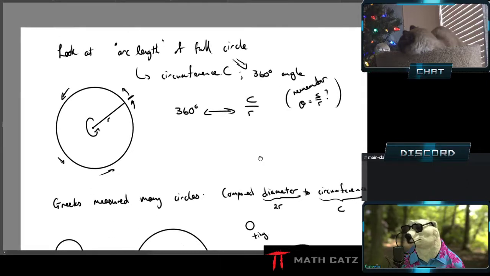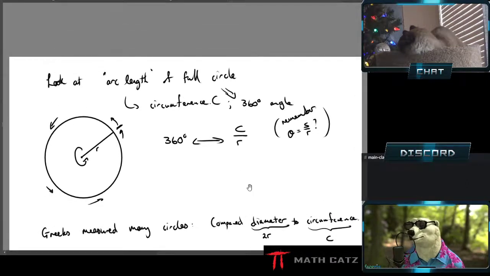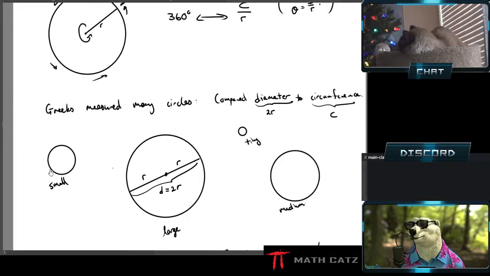So the Greeks went and measured many a circle. At that time, they wanted to compare the diameter, which is just double the radius, cutting the circle in half from end to end, or from the circle to the other side. So double the radius. They wanted to look at the diameter and compare that to the circumference. So they measured many circles, a small circle, a large circle, a medium circle, a tiny circle, all kinds of circles.